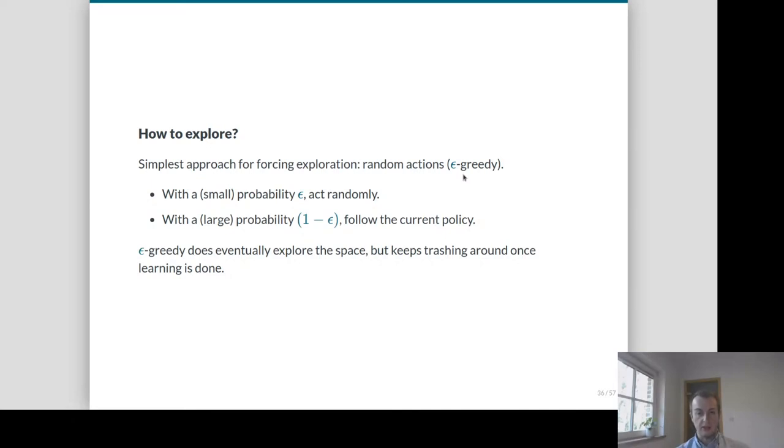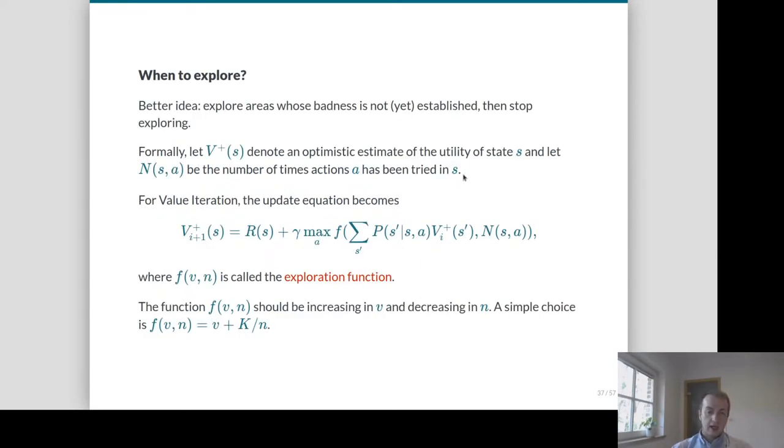So that would work, but it would also keep thrashing around once learning is done. If there are parts of the space that you've already visited many times and you know are well covered, maybe in this situation you should stop performing random actions and just follow your current policy. So the next question is, this was how to explore, but when to explore? A better idea would be to explore areas whose badness or goodness is not yet established, right? And once it is established, then you should stop exploring.